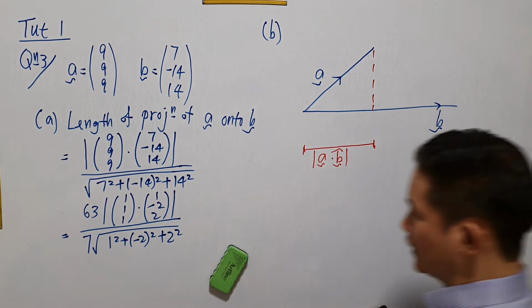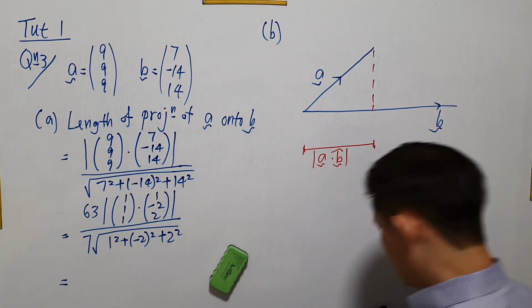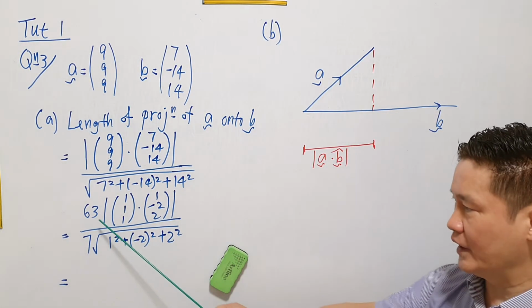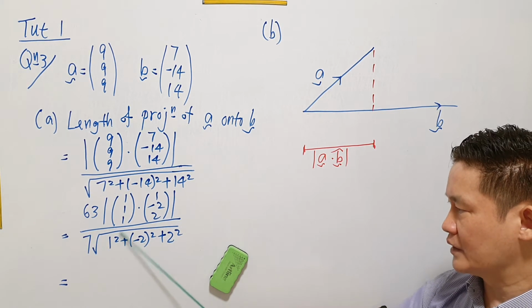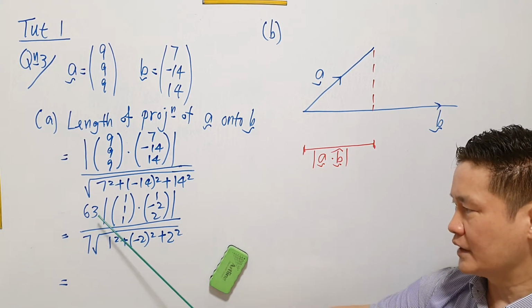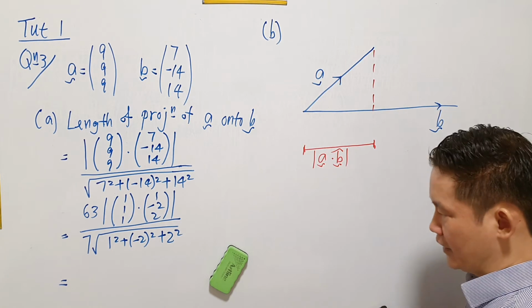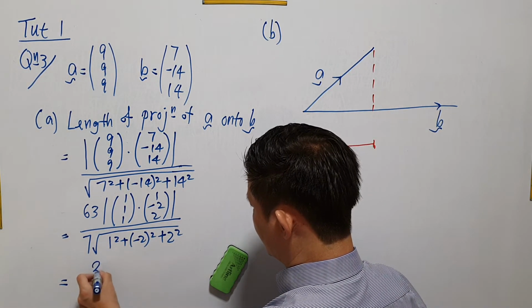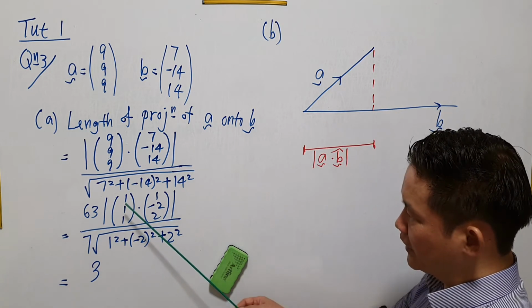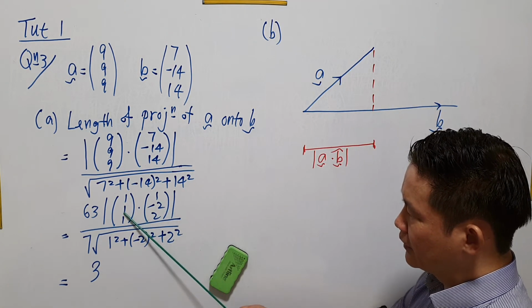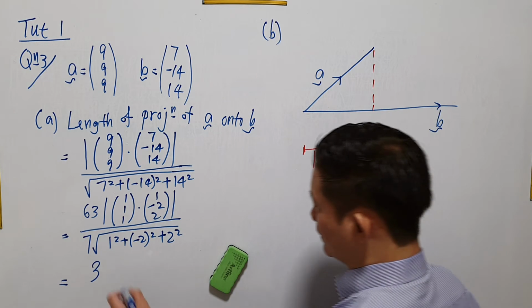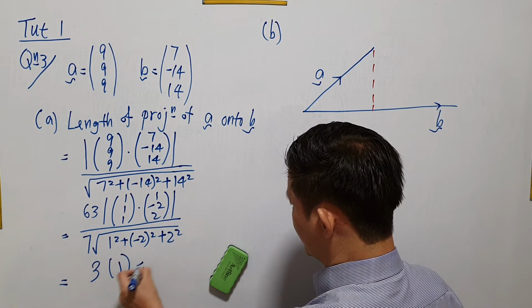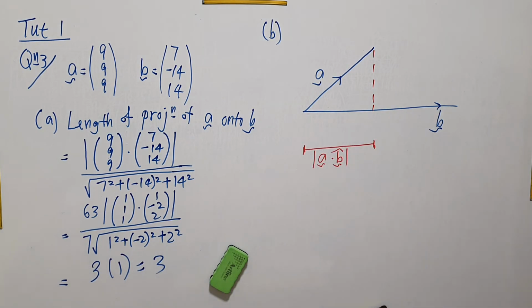So you can make your arithmetic slightly nicer. For the numerator, I have 63 here. This is 7 and this will give you 3. So 63 divided by 7 and divided by 3 will give you 3. And then the dot product is just 1. So the answer is just 3. This is the length of projection of A onto B.